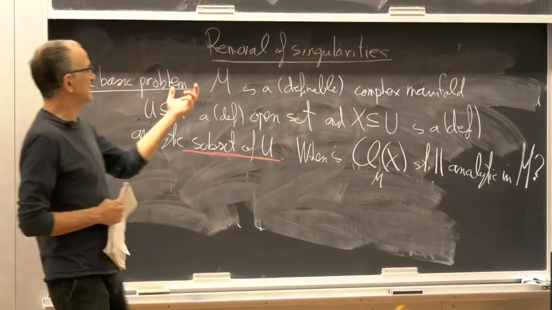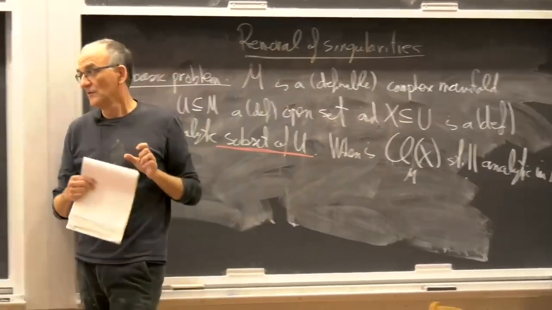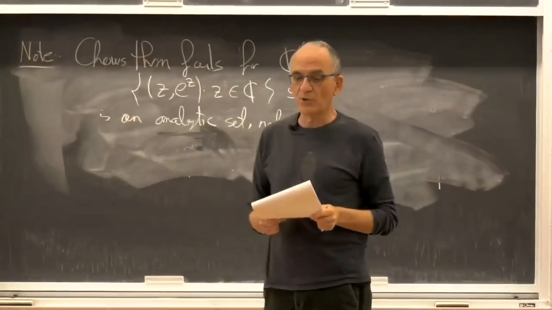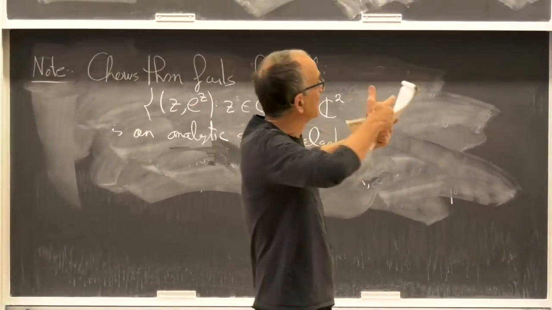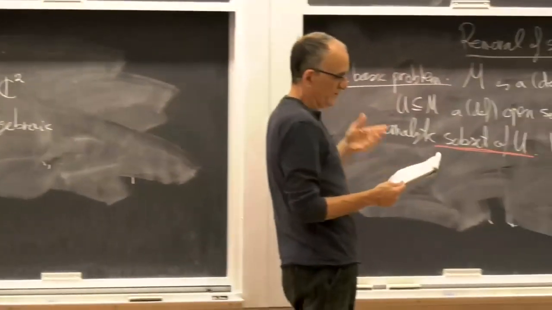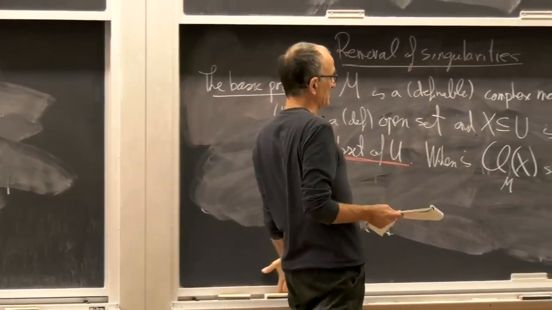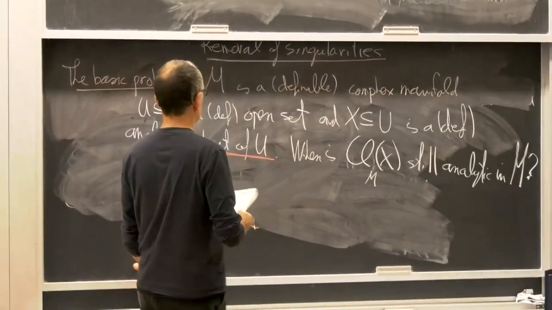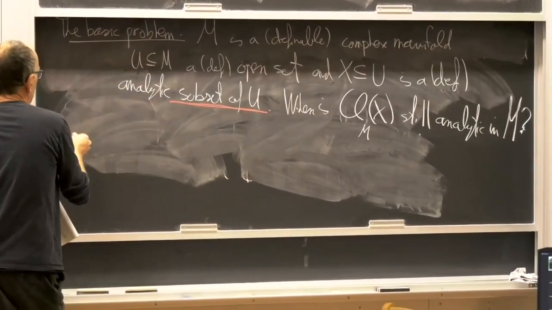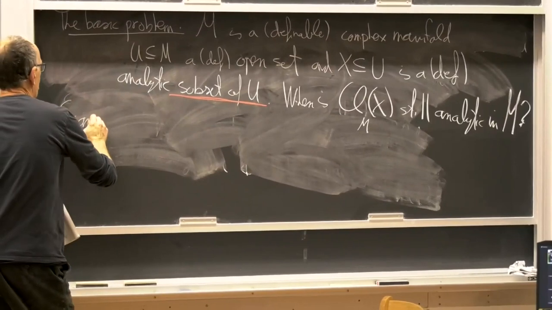It has in it a piece, the piece living in U, which is analytic. And the question is, did we add too much stuff in the closure to somehow destroy analyticity? And of course, this can happen often. So here are a few examples.